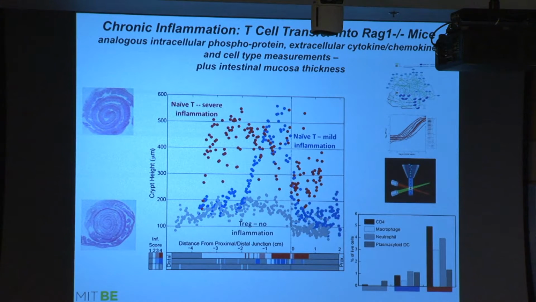Some other individuals, you get much more severe inflammation. If you transfer Tregs, you essentially get no inflammation. And this is measured by the crypt height, the hyperproliferation in the intestinal epithelium, and by infiltrate. We can measure the infiltrate of T cells, macrophages, neutrophils, plasmacytoid dendritic cells, along with making the same kinds of phosphoprotein signaling measurements, cytokine measurements, cell types, along with mucosal thickness. So here's now our phenotype under these conditions.